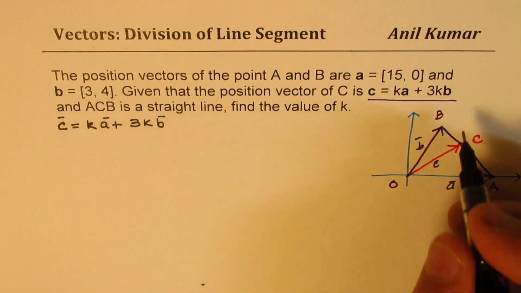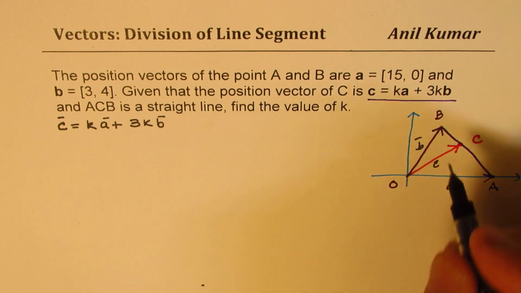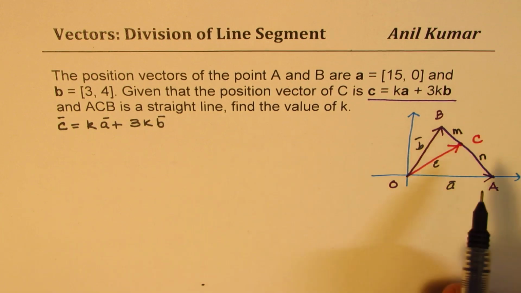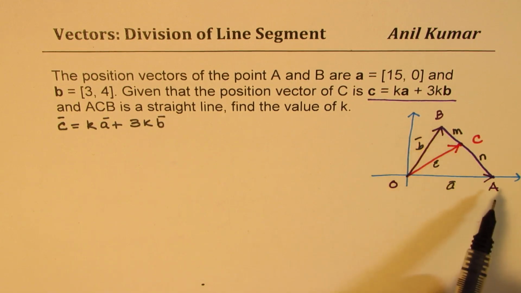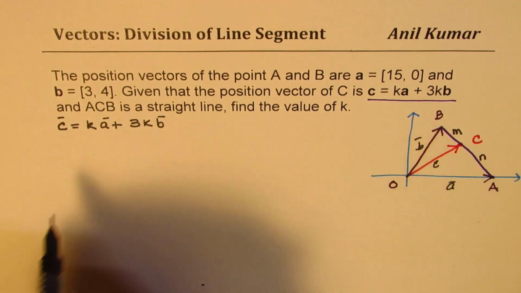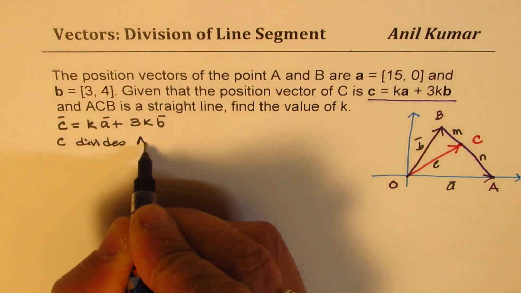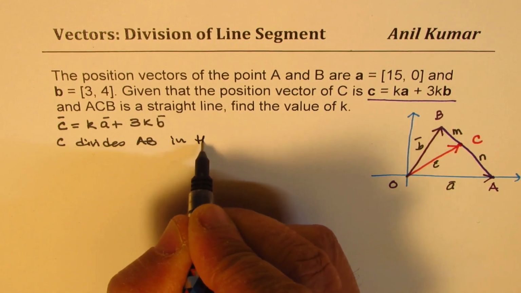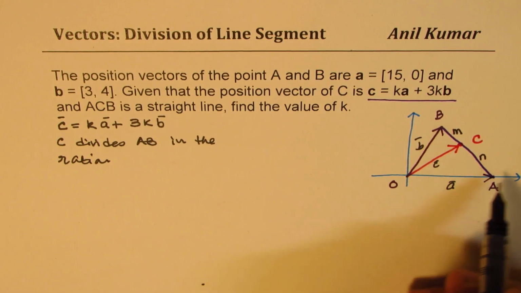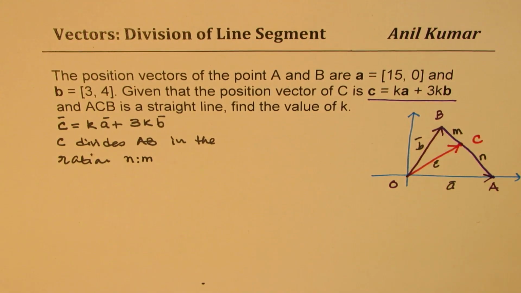Now, when C is somewhere in between, let us assume that C divides line segment AB in the ratio of M to N, where M plus N is going to be AB. So let's assume that C divides AB in the ratio of N to M, as shown in the figure.